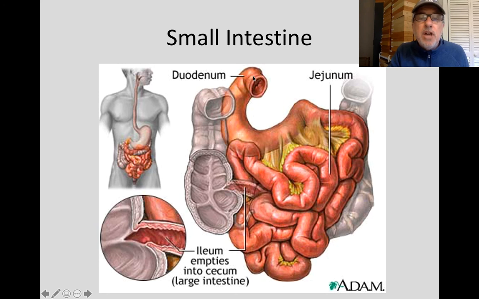Here's a picture of the entire small intestine. Here is the duodenum, C-shaped. Here is the rest of it, and eventually it connects up right here with the large intestine.